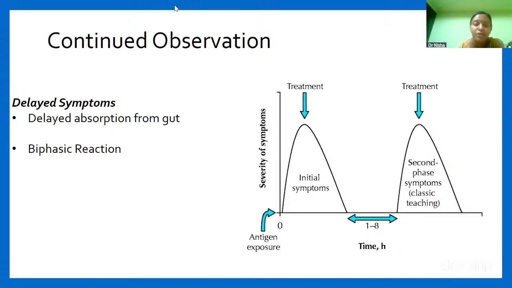Dose of adrenaline for different ages. Dose of adrenaline is 0.01 ml per kg. If you don't know the weight, depending upon the age, you can decide the dose of adrenaline. For a child less than 6 years, it is 0.15 milligram. It's not per kg, 0.15 milligram. For 6 to 12 years, it is 0.3 milligram. Anyone above 12 years, it is 0.5 milligram.